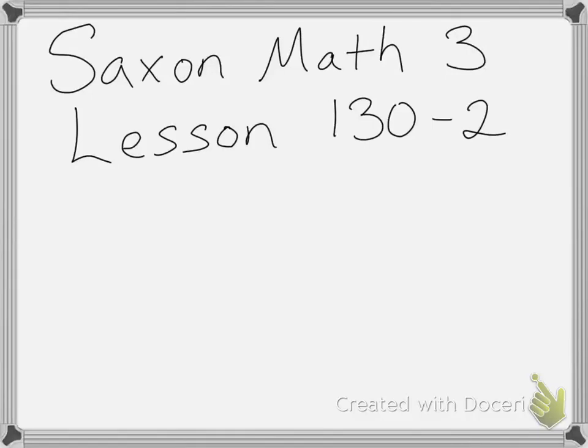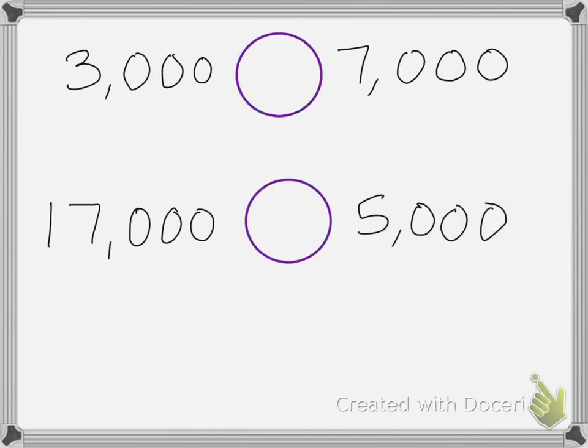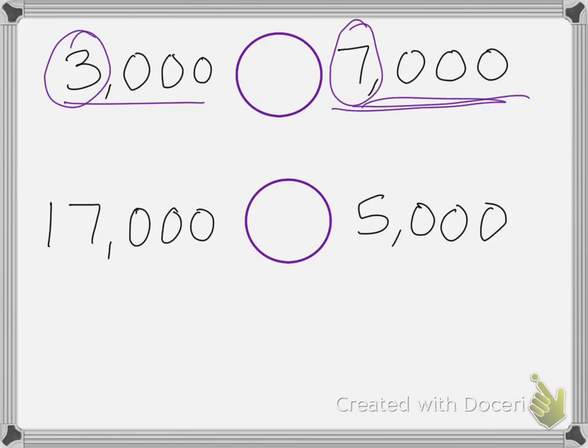Today's lesson is lesson 130, part 2, comparing and ordering 6-digit numbers and rounding numbers to the nearest thousand. So here I have two numbers. I have 3,000 and 7,000, and I want to know which one is bigger. Well, I know that 7 is bigger than 3, so that means that 7,000 has to be bigger than 3,000.